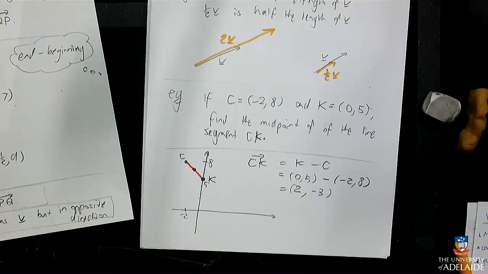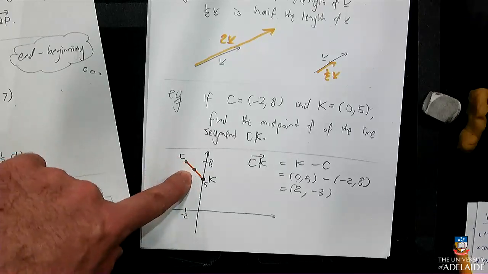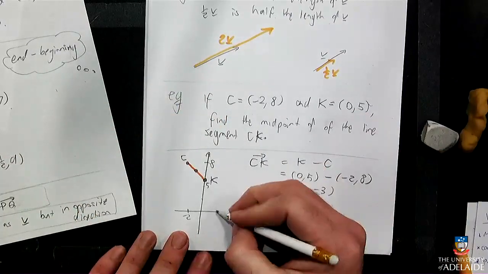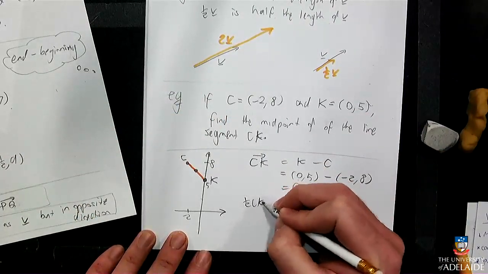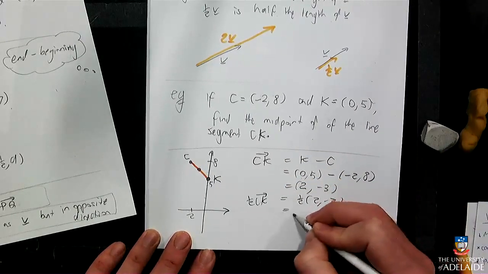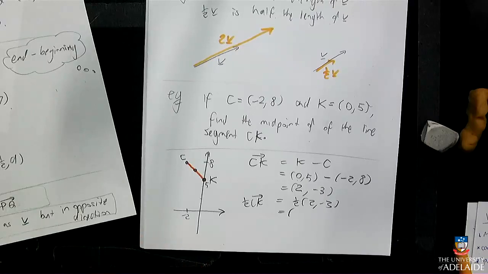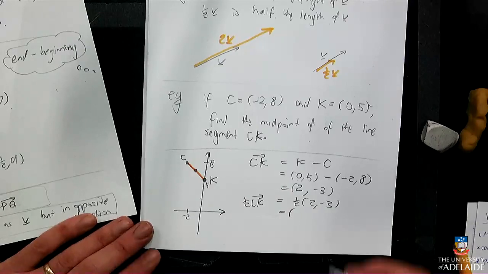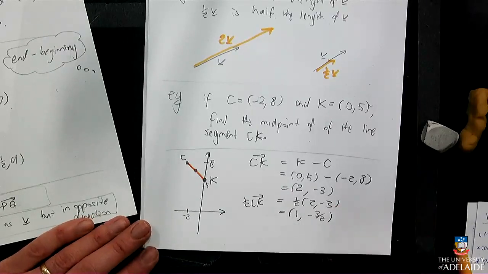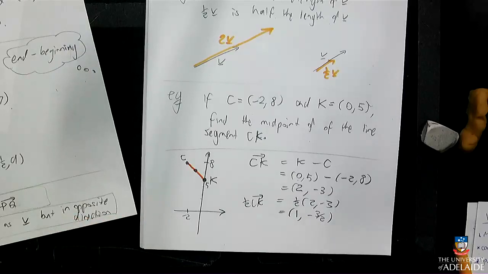But we don't want to go all the way from C to K. We only want to go halfway. And so we can say that half of CK is a half of 2, minus 3. Now, here's how to do the calculation. You just halve those numbers. Okay, I didn't actually show how to do it earlier, I'm sorry, but here's my example of how to do it. Halve those numbers, so half of 2 is 1, and half of minus 3 is minus 3 over 2, so minus 1.5.